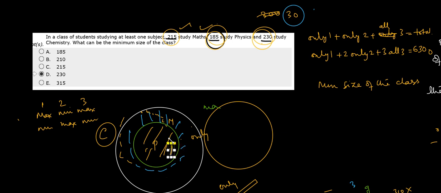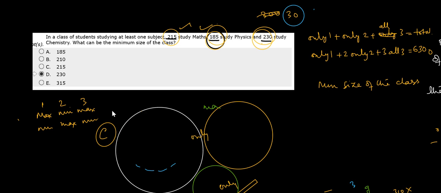So there could be a case when people who are studying chemistry do not study any of the other two subjects, correct? Yes, sir. There could be a case when people studying chemistry do not study any of the other two subjects. So that means there are 230 people studying chemistry.